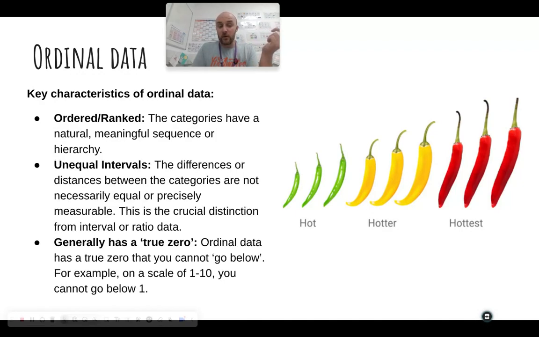That's pretty much what I've got here. So the characteristics: ordered, unequal intervals, and it generally has a true zero that you cannot go below. For example, on a scale of 1 to 10, you cannot go below 1, you cannot go above 10. Now, ordinal data, AQA love to go for ordinal data.